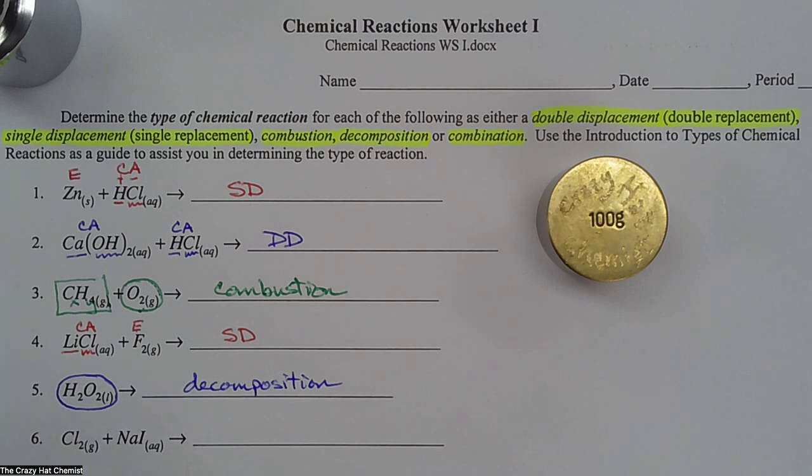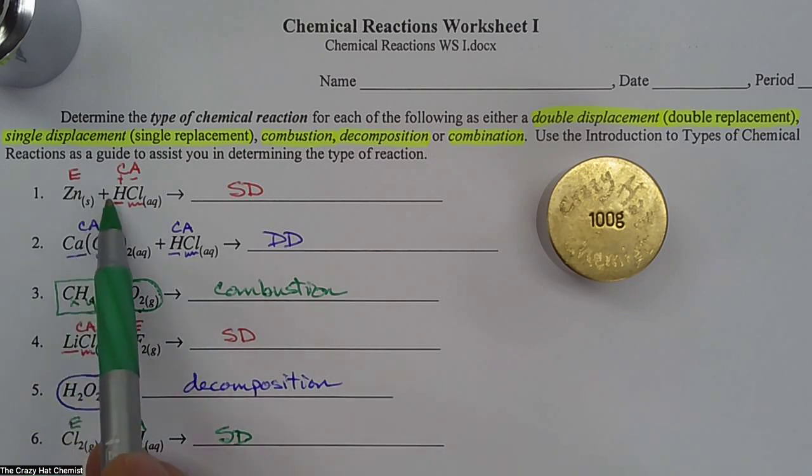Okay, number 6, we have chlorine plus sodium iodide. Chlorine is an element all by itself. It is diatomic. And then we have sodium cation, iodide anion. That is a California. That is going to follow the single displacement type of pattern. Now, I do want you to see that number 4 and number 6 are pretty much the same. Number 1, 4, and 6 are pretty much the same. Okay. All right, perfect. You guys are doing great.